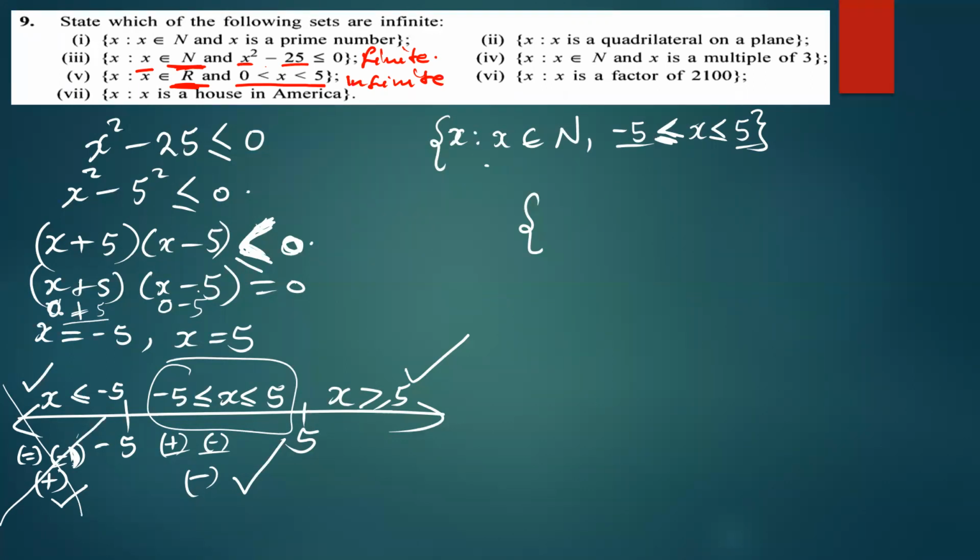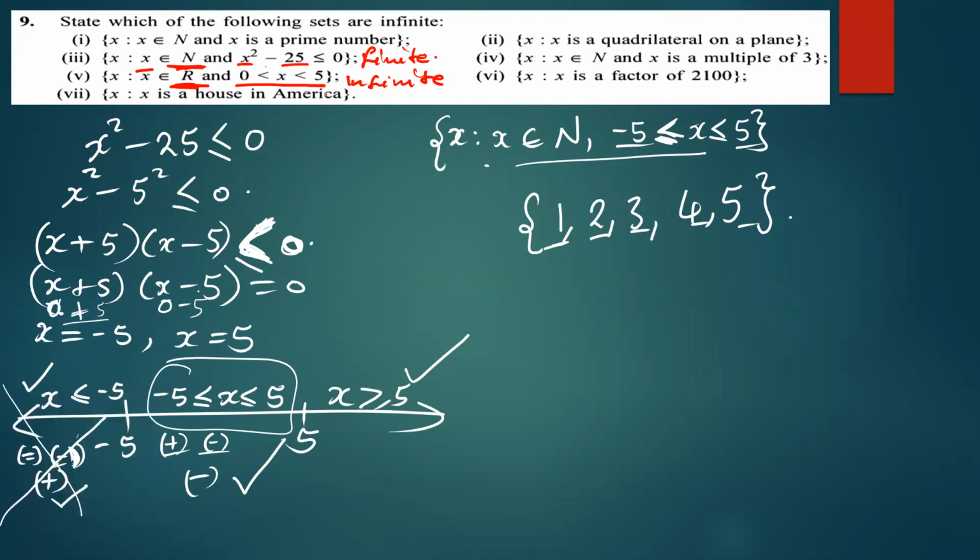So the natural numbers between -5 and 5, we start from 1, and then we move on to 2, and then we have 3, we have 4, and we have 5. So these are the natural numbers that we have for this set. And this is a finite set because we are able to count the number of elements in this set. We have 1, 2, 3, 4, 5. Okay, so this one, I said it's an infinite set.